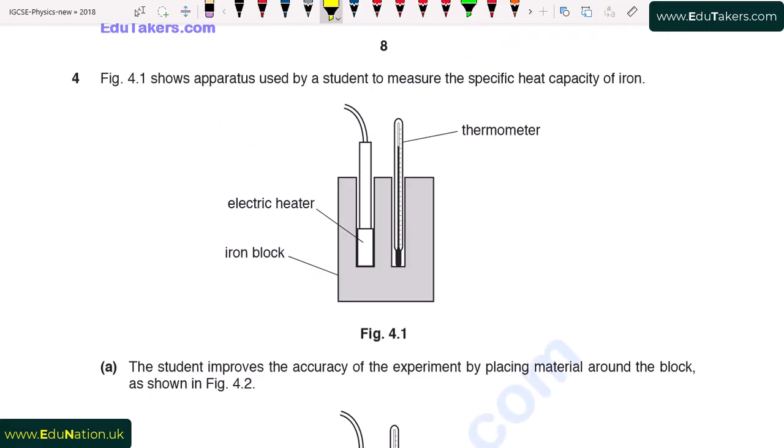Question number 4. Figure 4.1 shows the apparatus used by a student to measure the specific heat capacity of iron. So here is a figure 4.1 and we can see that here is an apparatus that is used to measure the specific heat capacity of iron, and this apparatus consists of thermometer and electric heater, and third thing is iron block.